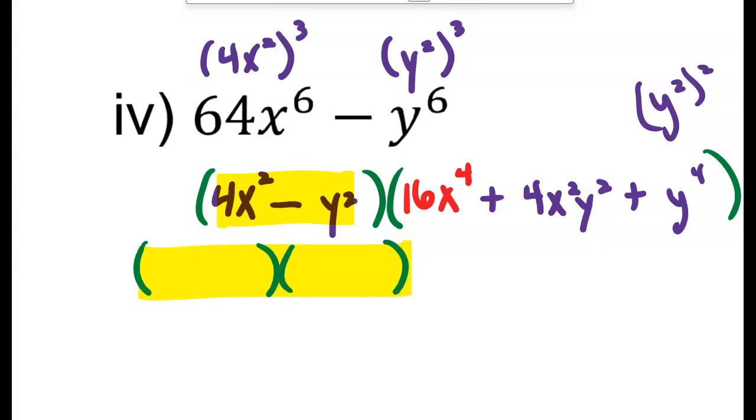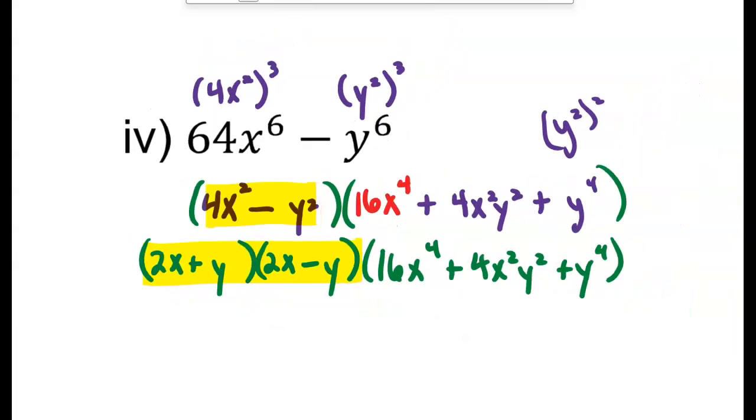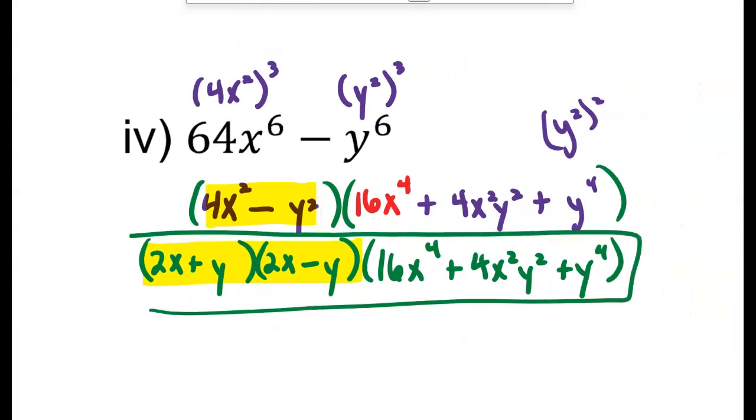Now, the next one, you don't have to worry about. It's done. You've got 16x to the 4th plus 4x squared, y squared plus y to the 4th. Great. Nothing else you have to do there. But the difference of squares, you have to do. If you don't go completely, you're not done. Guys, what's the square root of 4x squared? 2x and 2x. What are our signs? Plus and minus, because they're conjugates. And then what do we have? Y and y. Excellent. Now you're completely factored.